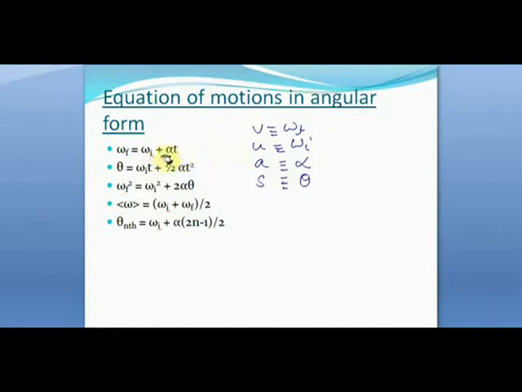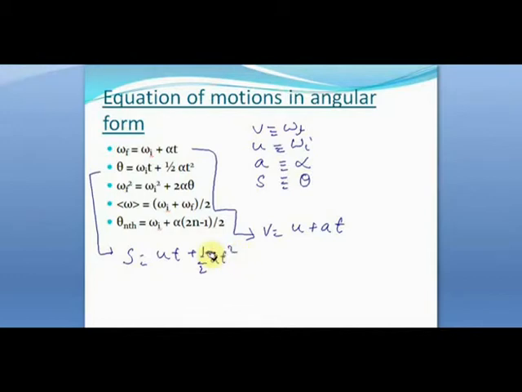So we have this equation. If you remember, the counterpart of this equation in the one-dimensional form would be v is equal to u plus at. Similarly, this is nothing but s is equal to ut plus half at square. Similarly, we have three other equations. So these are almost similar to the equations that we have already seen in motion in one dimension.